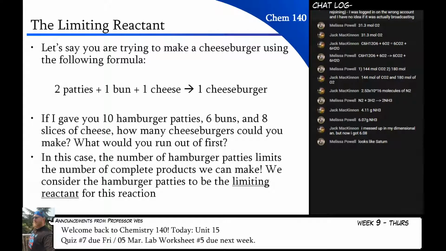So again, we're going to look for the limiting reactant when we do these problems. Once you identify the limiting reactant, that's your answer. You circle that number. The other numbers get crossed out. We did not make 6 or 8 burgers. We only made 5.